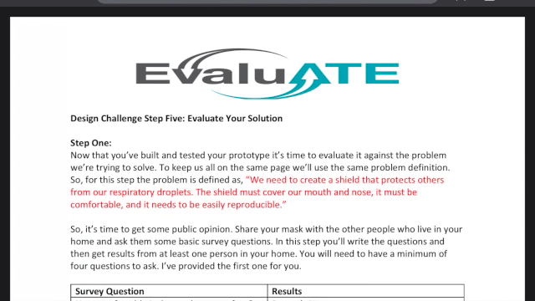And that definition is we need to create a shield that protects others from our respiratory droplets. The shield must cover our mouth and nose. It must be comfortable, and it needs to be easily reproducible. That's what we're just going to call it. If you had a different one, that's perfectly fine. But again, for what we're about to do, we've got to know that we're meeting something standard as we go through it together.